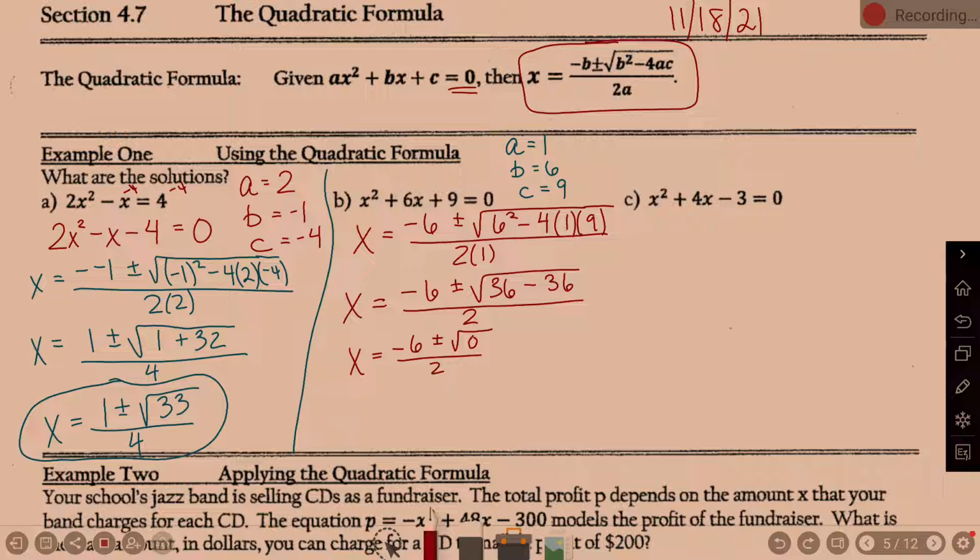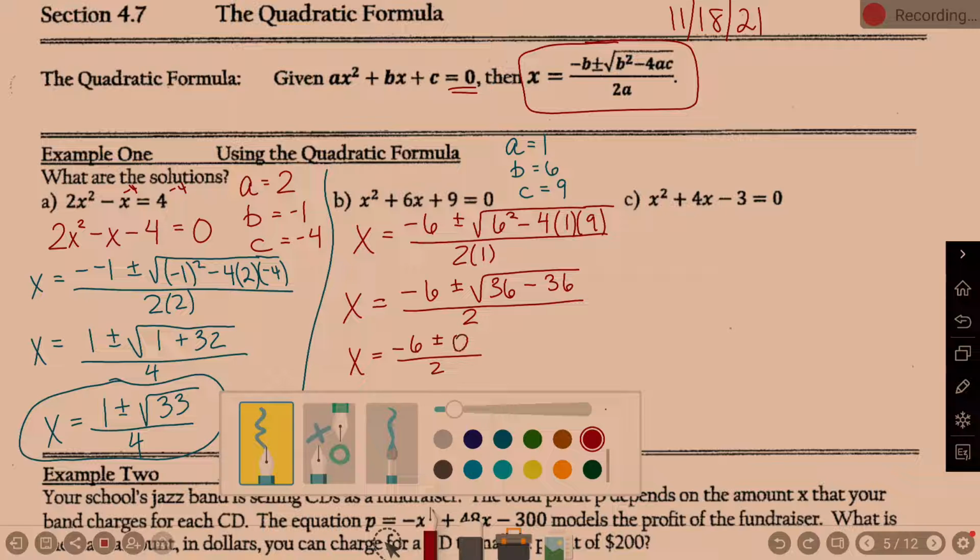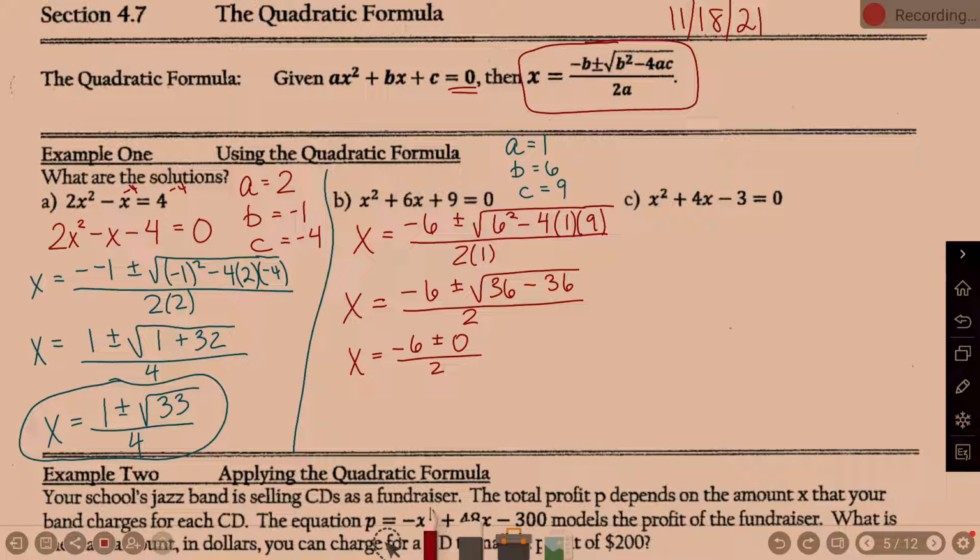But what is the square root of 0? It's 0, yes? And actually I'm kind of regretting, I should have just written that as 0, shouldn't I? Why did I put it as a square root of 0? This is probably not going to work in terms of erasing. Oh, it did. Okay, so negative 6 plus or minus 0 all over 2.